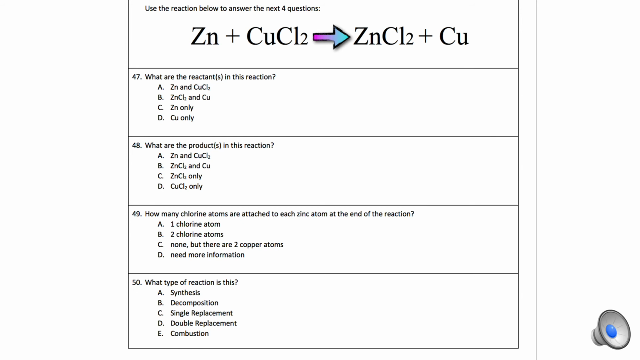Number 49, how many chlorine atoms are attached to each zinc atom at the end of this reaction? A, 1 chlorine atom, B, 2 chlorine atoms, C, none, but there are 2 copper atoms, or D, need more information. Number 50. What type of reaction is this? A, synthesis, B, decomposition, C, single replacement, D, double replacement, or E, combustion.